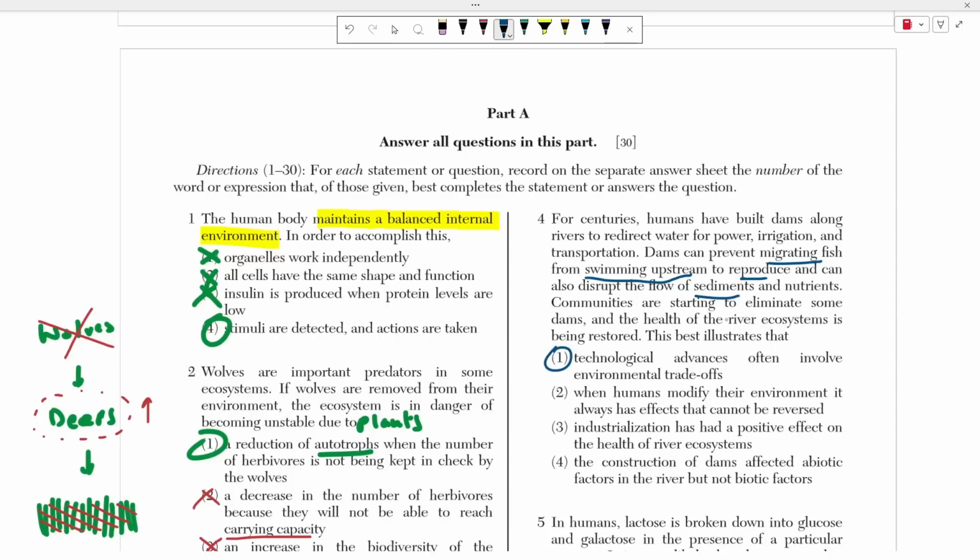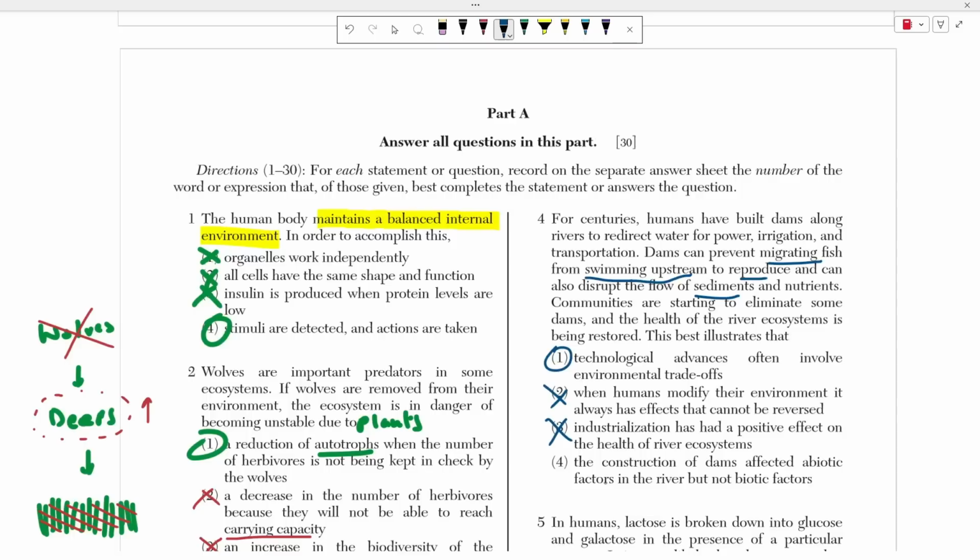Choice 2 is wrong because it says that when humans modify their environment, it always has effects that cannot be reversed. This is false. This blurb proves that to be false because communities are starting to eliminate some dams and the health of the river ecosystem is being restored. So yes, when humans modify their environment, it can be reversed. It's not always irreversible, like choice 2 says. Choice 3, industrialization has a positive effect on the health of river ecosystems. That's false, right? Industrialization often has a negative impact on river ecosystems.